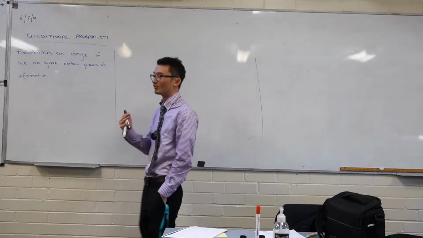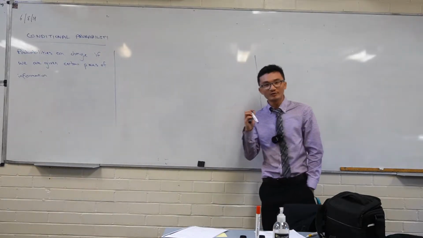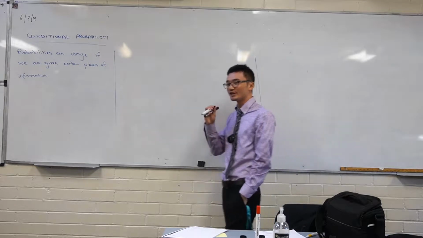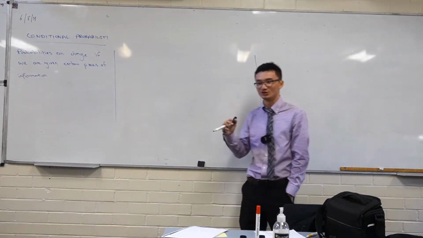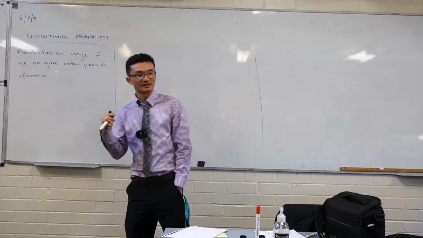and it's called conditional probability. And that is, probabilities can change if we are given certain pieces of information. Let's break down this idea of conditional. Where have we seen that kind of word before?